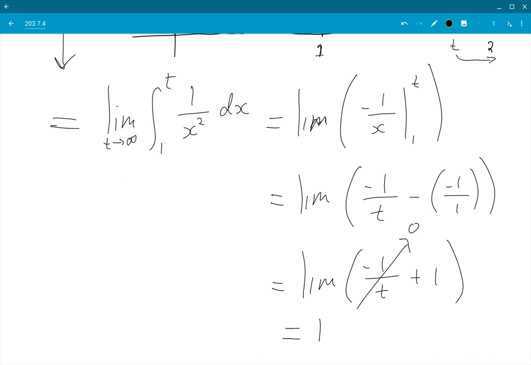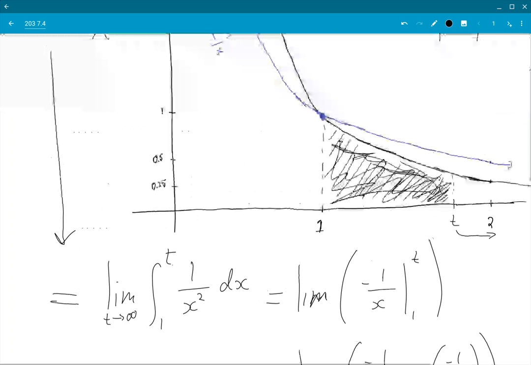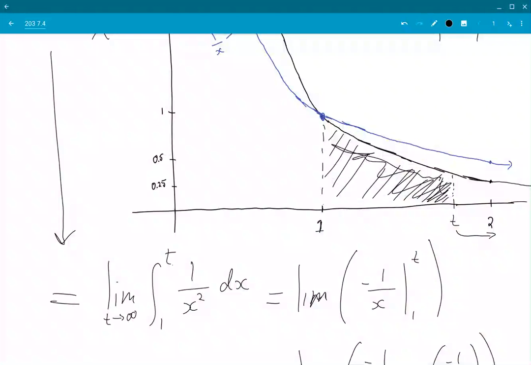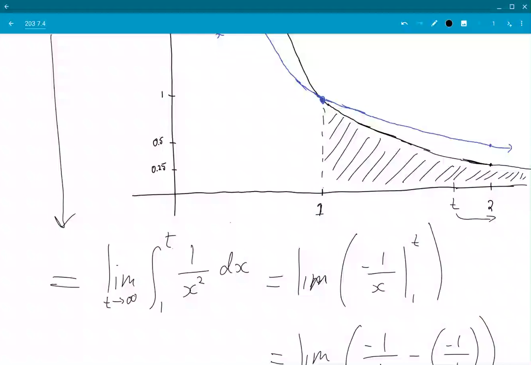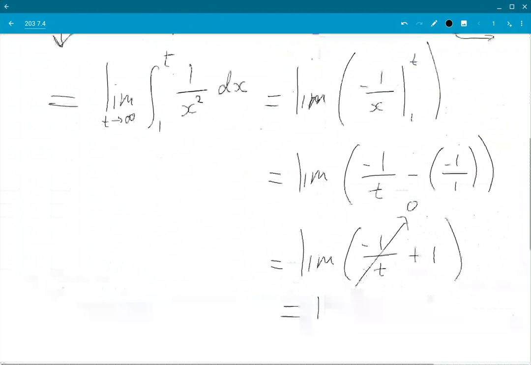So what are we saying? Let's erase all this nonsense. We're saying that this area that goes on forever and ever and ever, and with a curvature on top, when I calculate it in what I think is a reasonable manner, I get 1.